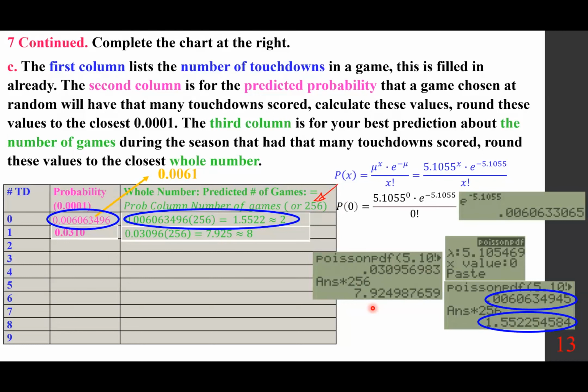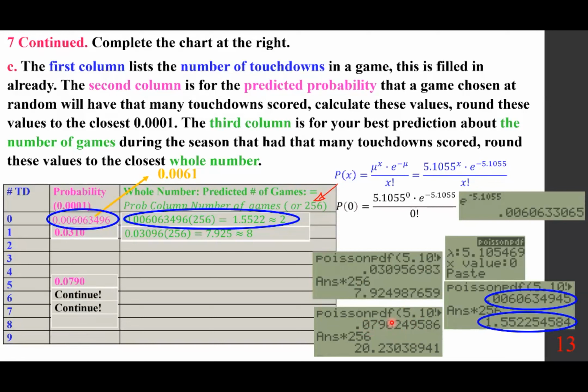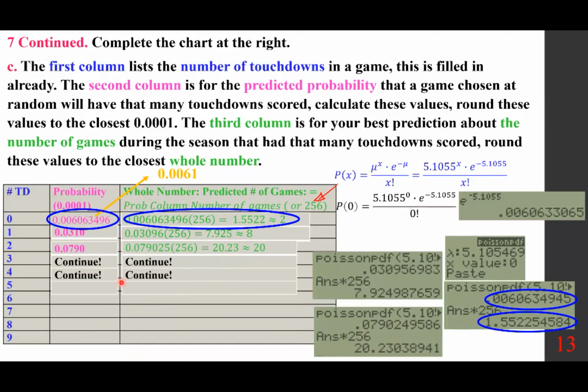Let's do one more. Number 2. If we do number 2, class, the calculation results in this number, 0.0790. Next to it is 2, so we're going to keep it at 0. It's this number. And then we multiply it by 256, we get this number. And since we're rounding it to the whole number, it's just 20. And then you have to continue. As long as you can calculate a few of them, that means you know what to do. So you're in good shape.